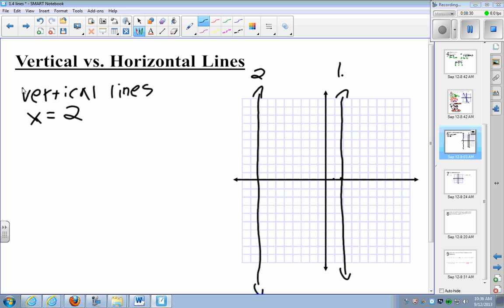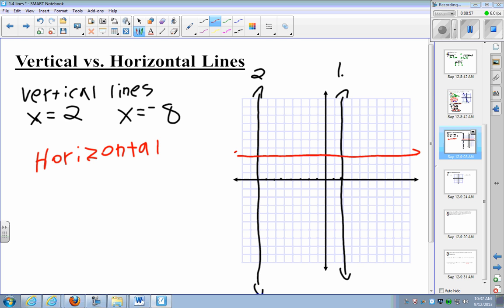Let's look at our line number 2 here. So we count that over 1, 2, 3, 4, 5, 6, 7, 8. There, x is going to be equal to negative 8. Okay. Now let's look at horizontal lines. Horizontal lines strictly go left or right. They'll never go up and down. And so here are just two examples right here.